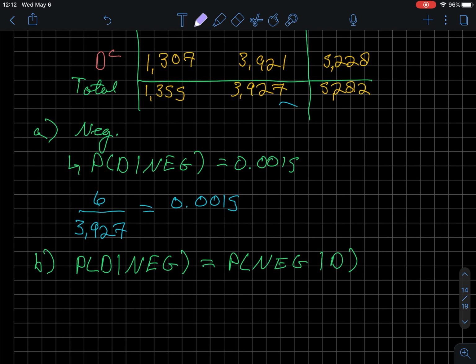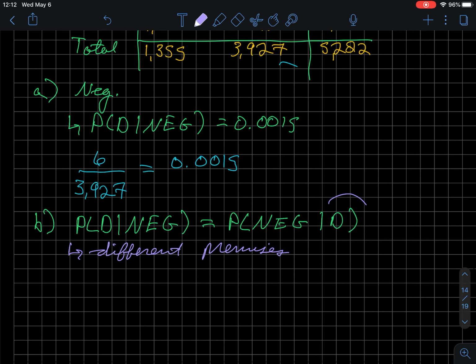Because we're moving across the column differently, there are different premises. It's a different way to ask it. This is the probability of having a negative result given D, so we moved across differently, and this is going to be 6 over 54, which is equal to 0.111.